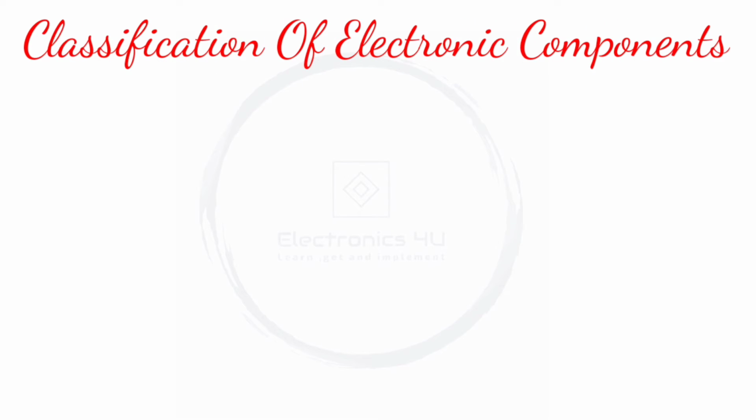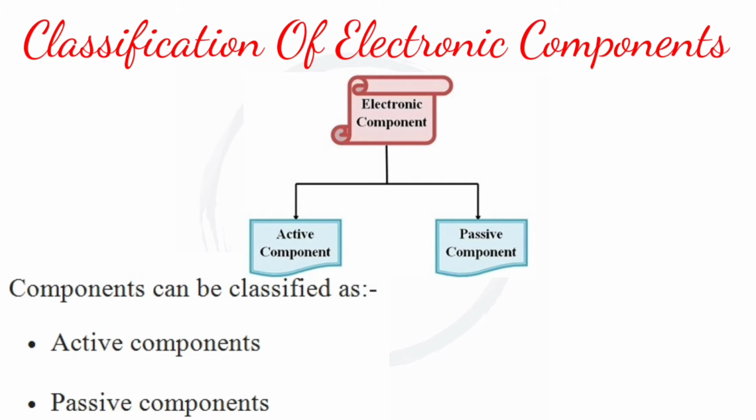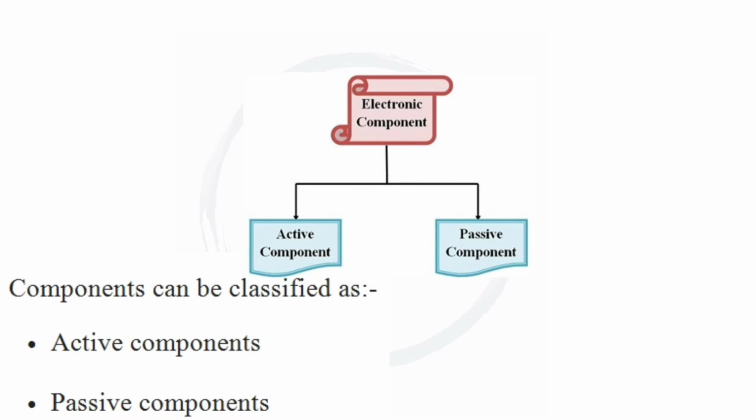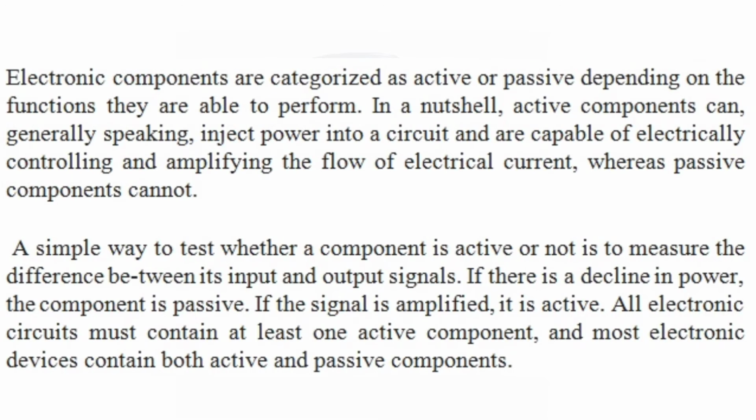Classification of electronic components. Components can be classified as active components and passive components. Electronic components are categorized as active or passive depending on the functions they are able to perform. In a nutshell, active components can, generally speaking, inject power into a circuit and are capable of electrically controlling and amplifying the flow of electrical current, whereas passive components cannot.